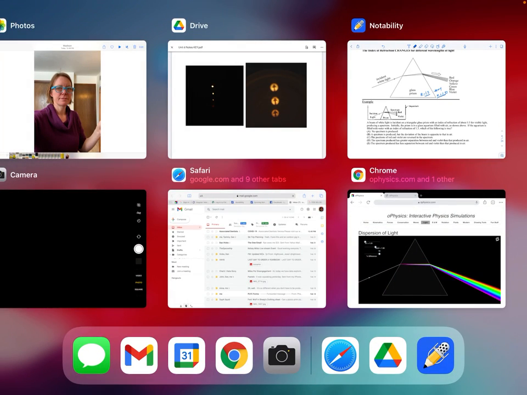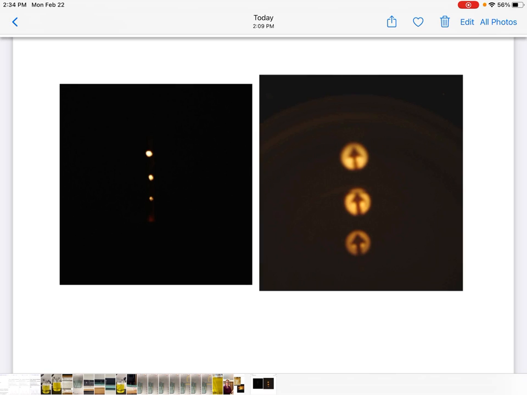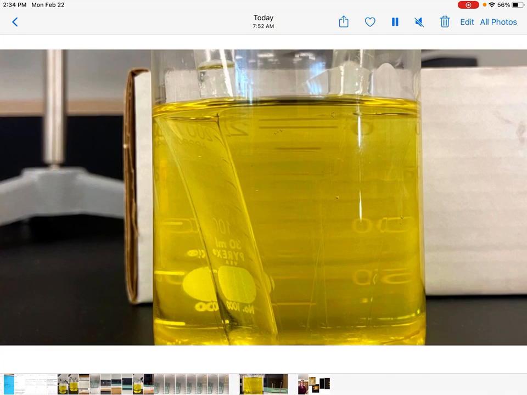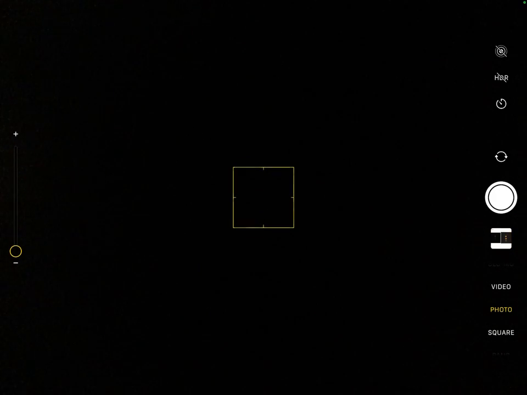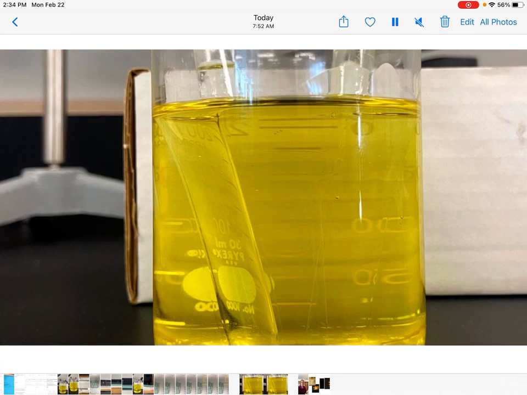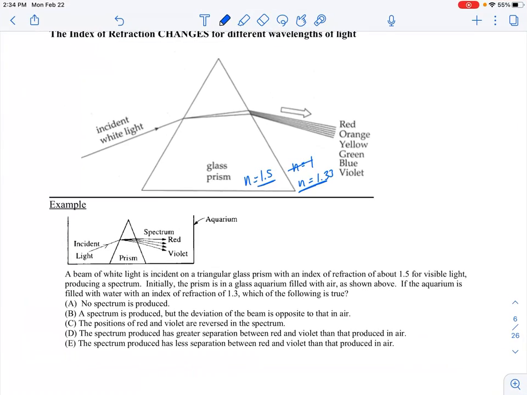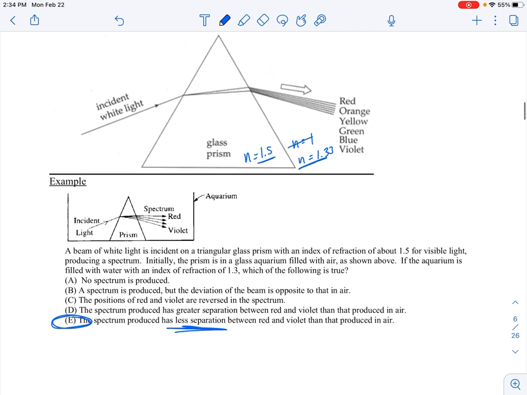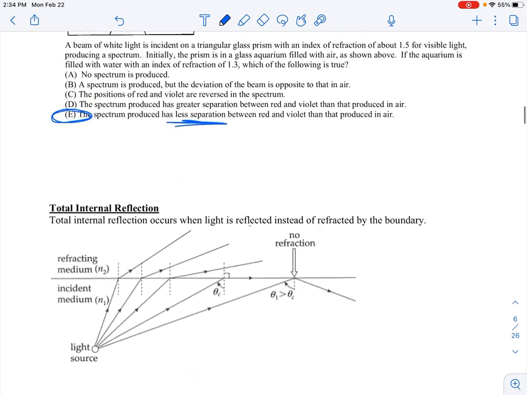One example of that, and I think I showed this to you previously. Let's see if I can find it reasonably quickly. There it is. This is vegetable oil in a Pyrex beaker with test tubes inside of it. There are two test tubes here, one on the left, one on the right. They're hard to see, and the reason you can't see them is because the indices of refraction are almost the same. So we're going to have less separation between red and violet when we bring the indices of refraction closer together.